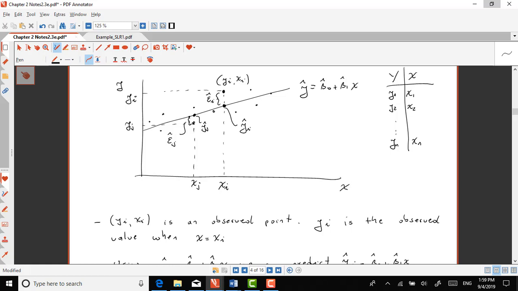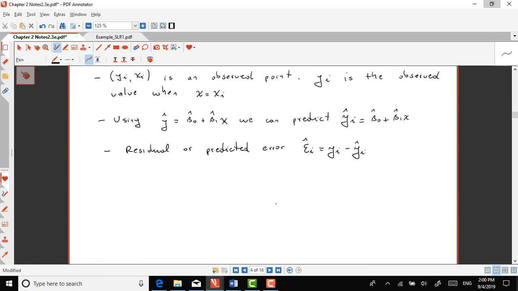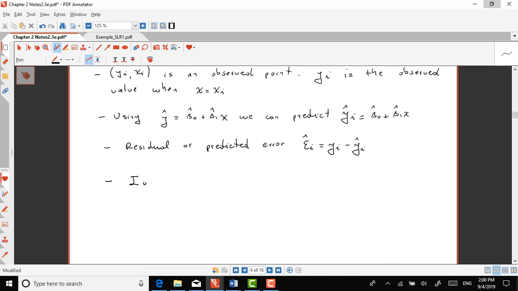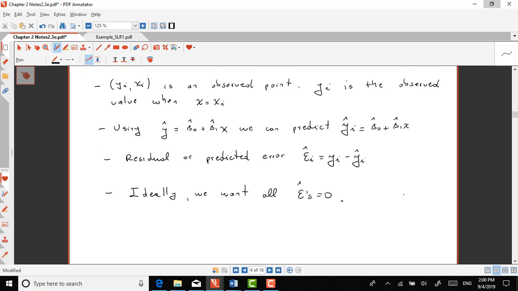Okay, so let's think about it. Again, I wave my hands, but let's think just very intuitively. In an ideal world, what would you want all those errors to be? In an ideal world, you would like all those errors to be zero, because then you would have a model that is able to perfectly predict everything. That's the idea, and I'm going to write that down. Ideally, we want all the predicted errors to be equal to 0. Okay? Everybody's following the logic.